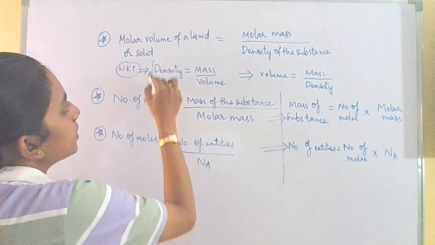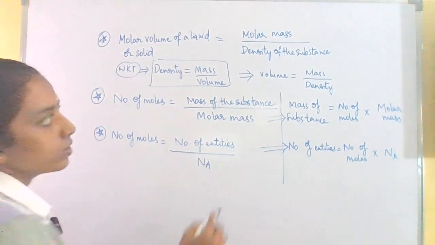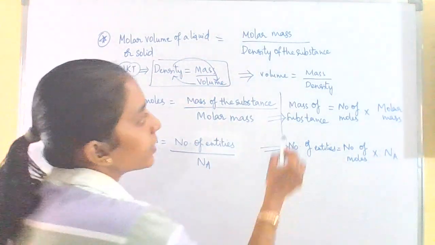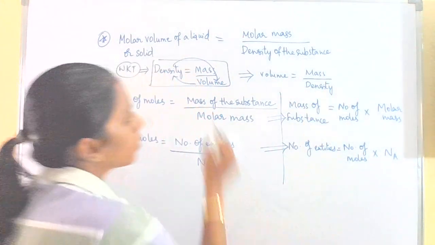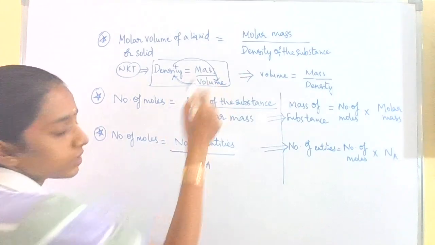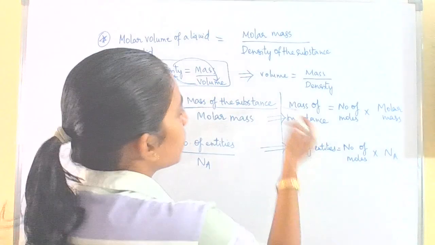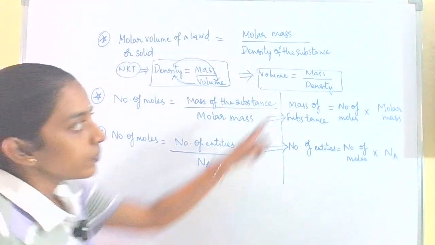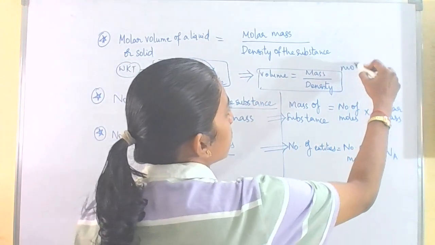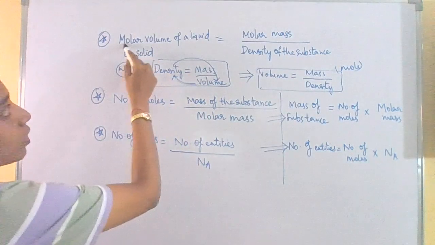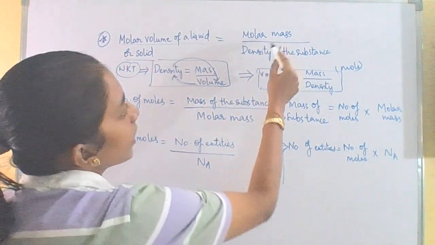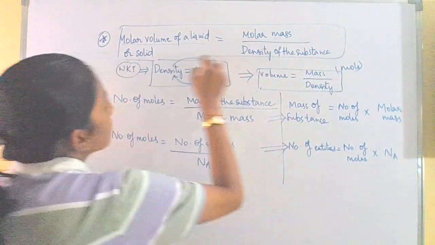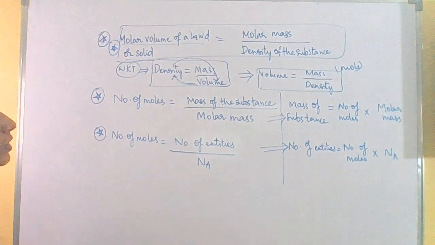Formula that density is equal to mass by volume. So when we take volume here and density there, we get volume is equal to mass by density. Volume goes to the numerator and density comes to the denominator. When we change the sides, volume is equal to mass by density. When we write this formula for a mole, it becomes molar volume of a liquid or solid is equal to molar mass by density of the substance. This is the first formula you have to remember.